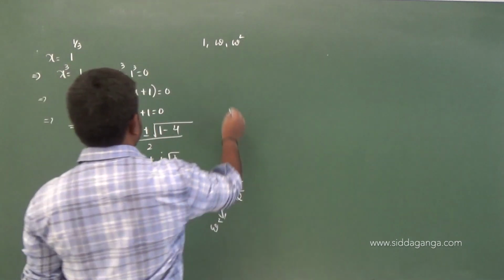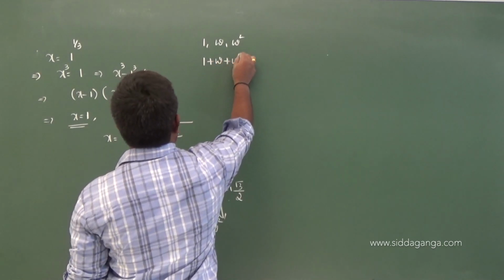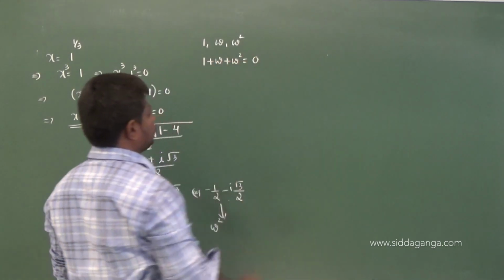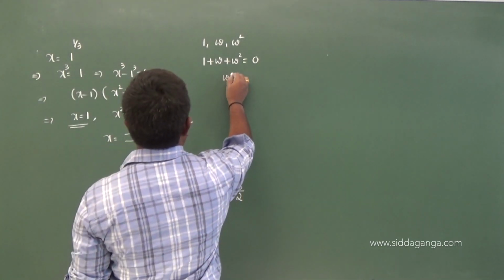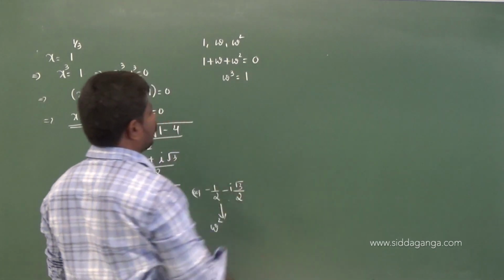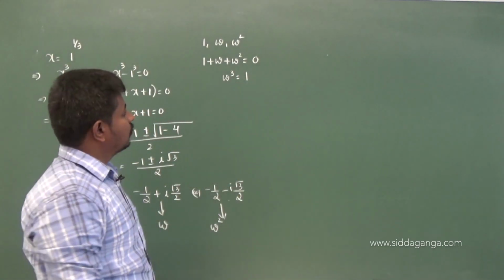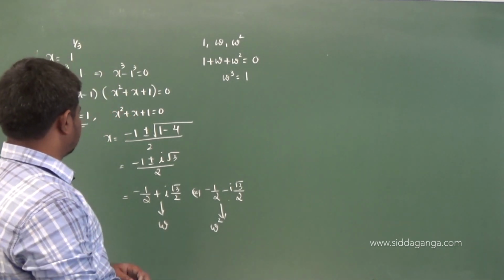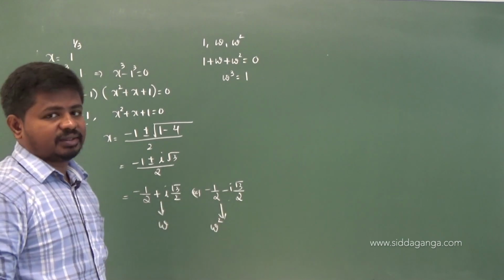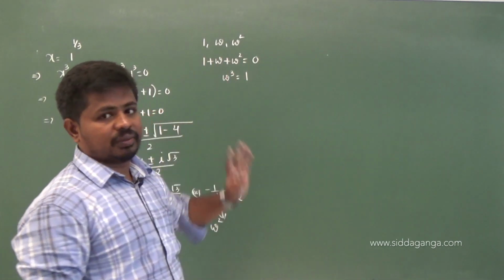So, the properties are like this. If you add all the 3 roots, you will get 0. And if you multiply all these 3 roots, you get 1. So, omega cube is 1. It is a very important result, students. The sum of all the roots becomes 0. You can verify this: 1 plus omega plus omega square, add these 3, you will get 0. And multiply these 3, you get omega cube, that is equal to 1.